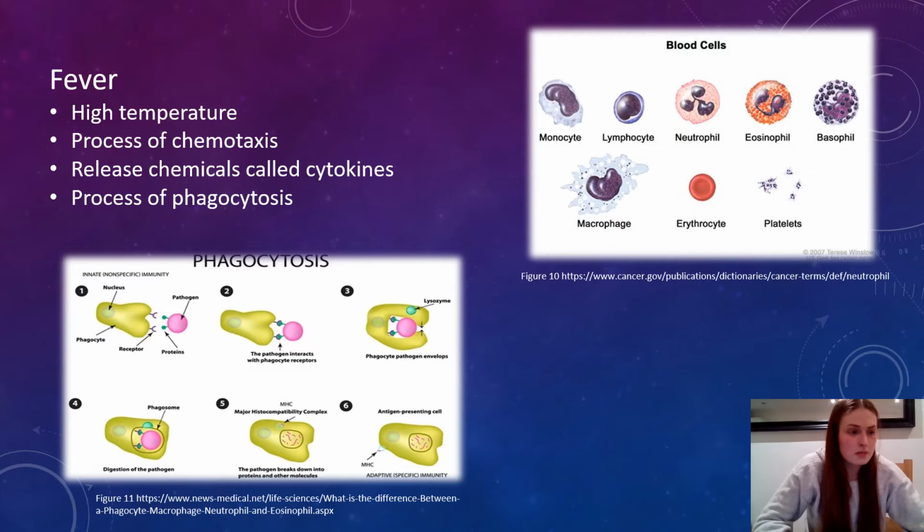Cytokines release chemicals which are used to attract other immune cells to the area, and other small proteins called complement proteins can destroy the pathogen.